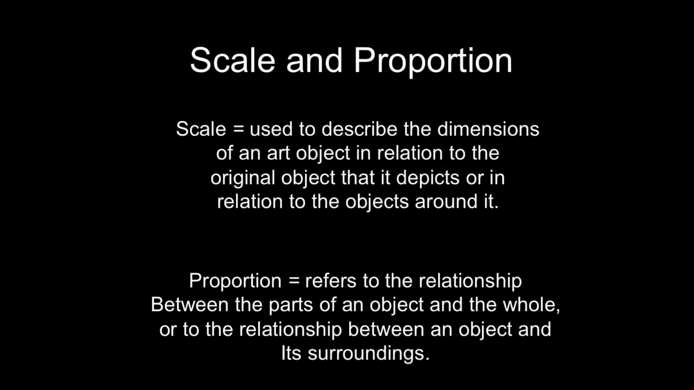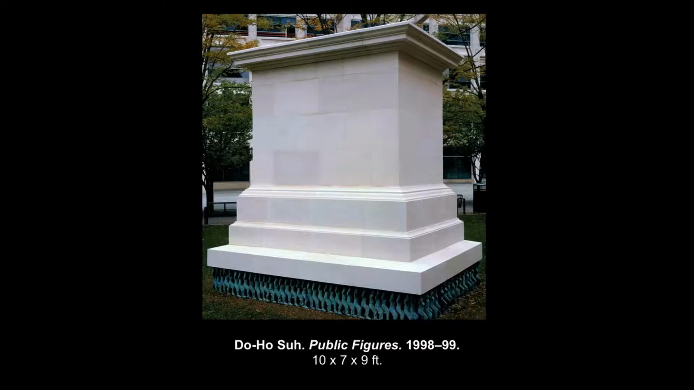Proportion refers to the relationship between the parts of an object and the whole, or the relationship between an object and its surroundings. We'll take a look at some examples here. Take a look at this, scale and proportion. All right, so scale. We have these little people on the bottom. This is a Do Ho Suh sculpture.